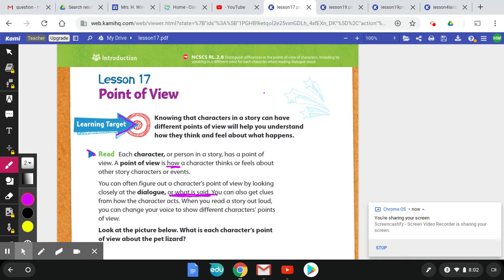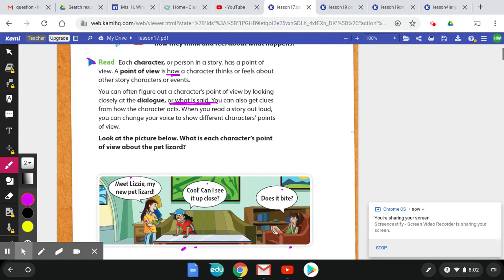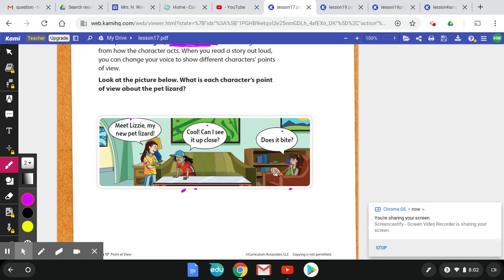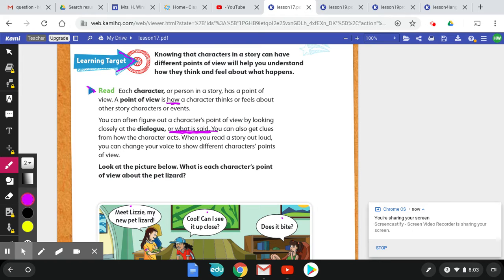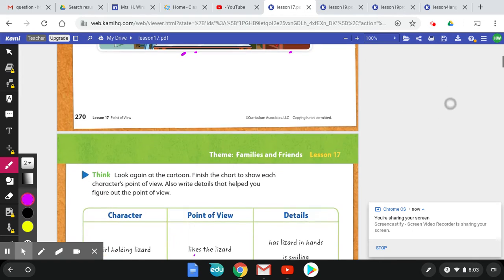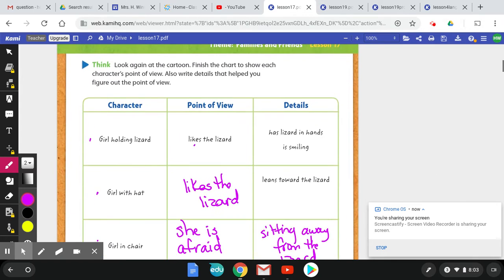And yesterday we were looking at this on page 270 about the picture of the kids. You know, the little girl who came in and said, "Meet Lizzie, my new pet lizard." The one that said, "Cool, can I see it up close?" And the one that was sitting far across the room and said, "Oh, does it bite?" And we learned that if you know the character's point of view in a story, then you will understand how they think and feel about what's happening. And that's what we did in those cartoons.